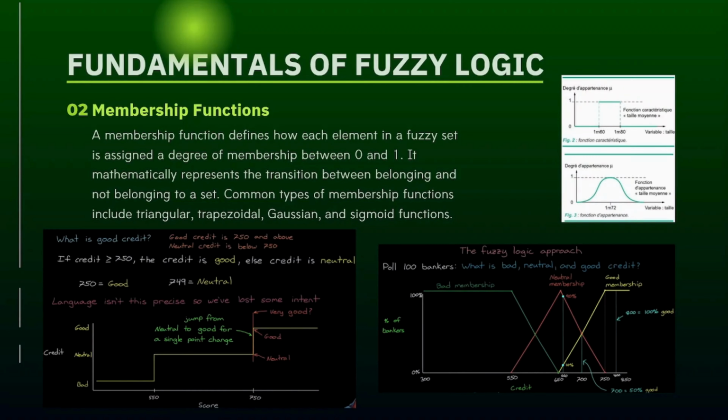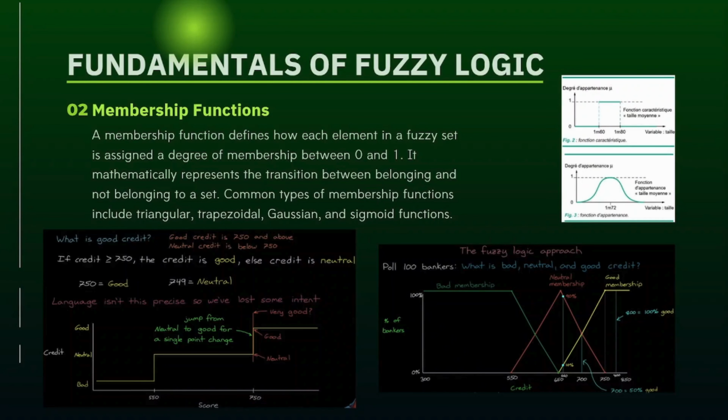It mathematically represents the transition between belonging and not belonging to a set, the transition being all the values between 0 and 1. Common types of membership functions include triangular, trapezoidal, Gaussian, and sigmoid functions. There are a lot of types, not just these, that can model our membership function. In the figure on the left, you can see a very basic example of a credit card. Is a credit card classified as good, neutral, or bad?